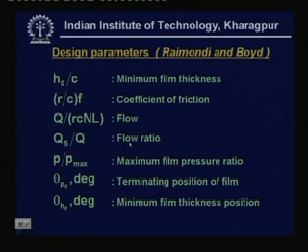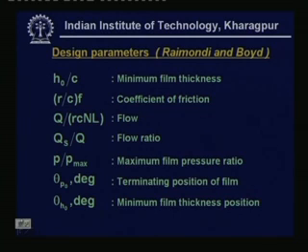h0 by c is the minimum film thickness, r by c times f is called the coefficient of friction. All of these are non-dimensional. Q by r c N L is a flow parameter, meaning we need to know the amount of lubricant flow that should pass through the bearing passage. Q s by Q is the flow ratio, p by p max is the maximum film pressure ratio, theta p0 in degrees is the terminating position of the film, and theta h0 in degrees is the minimum film thickness position.